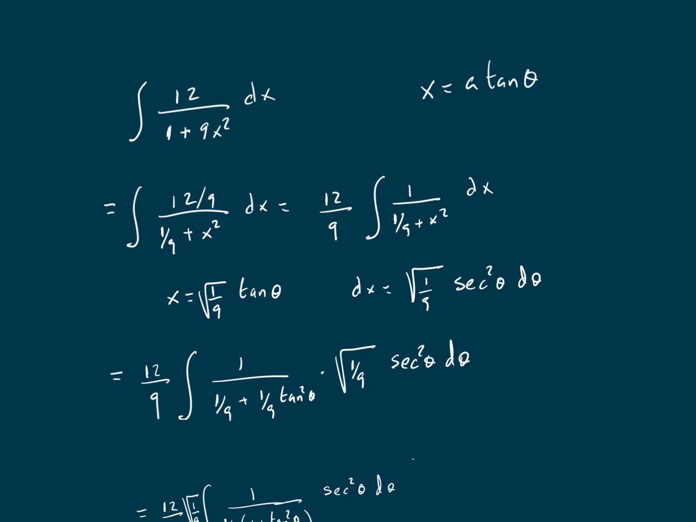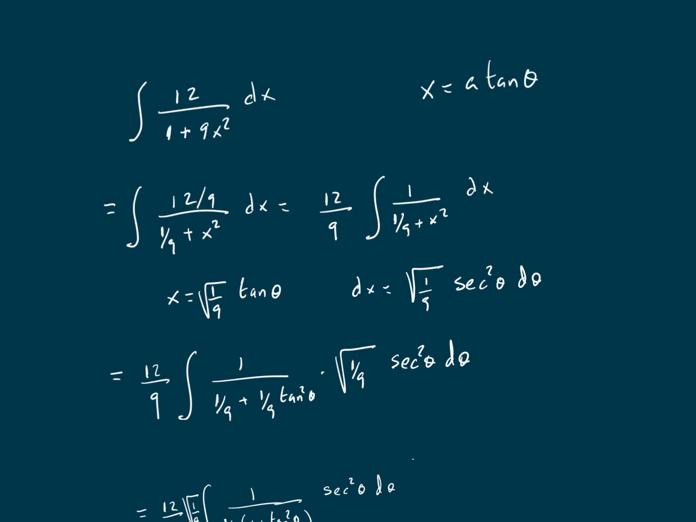It will be 12 divided by 9, 1 divided by 9. Now instead of x squared, I will plug in 1 divided by 9 tangent squared of theta. The denominator will then be very easy to simplify, and I will use the fundamental trigonometric relation, sine squared of theta plus cosine squared of theta equals 1, or tangent squared of theta plus 1 equals secant squared of theta, to solve this integral.